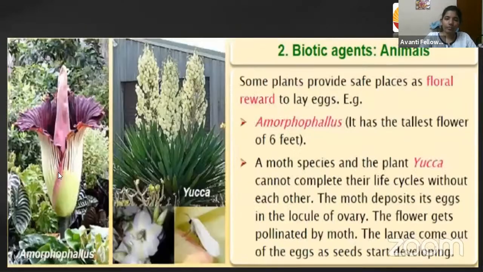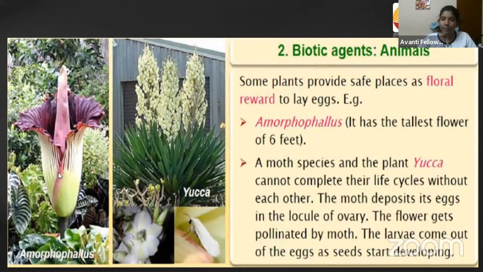Okay, and there are some flowers which provide a shelter or the safe place to the insects. That is the main reason why the insects come, not only for the nectar, not only for the other purpose. Okay, some insects will come to the flowers to lay the eggs because they feel the place is safe.